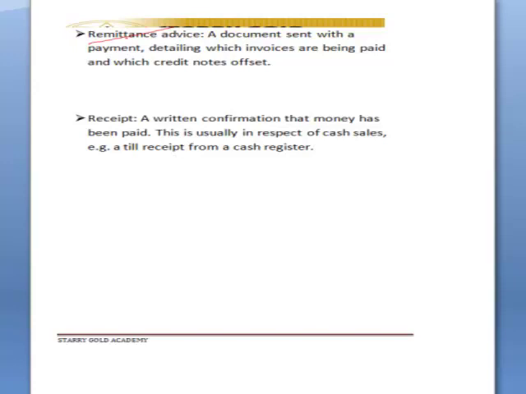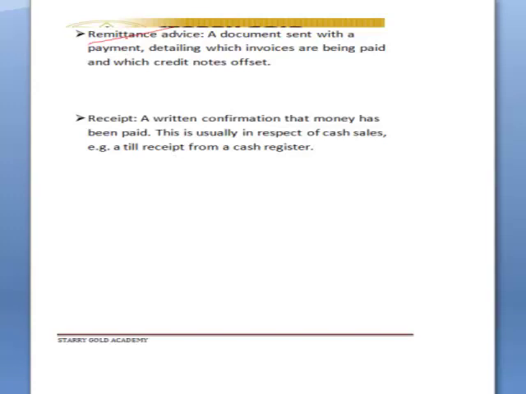Then we have receipt. A receipt is a document that acknowledges payment. So this is usually written confirmation that money has been paid, and this is usually in respect of cash sales, for instance, a till receipt from a cash register. So that is what we call the source documents.